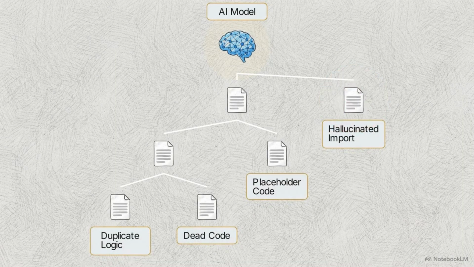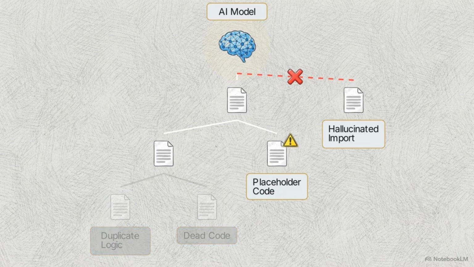This flow diagram illustrates a common AI failure, hallucinating a non-existent ghost library. When the model imports a fake package or leaves generic placeholders, the execution chain breaks. Rapid AI refactoring also degrades code quality, leaving dead code that must be cleaned out.